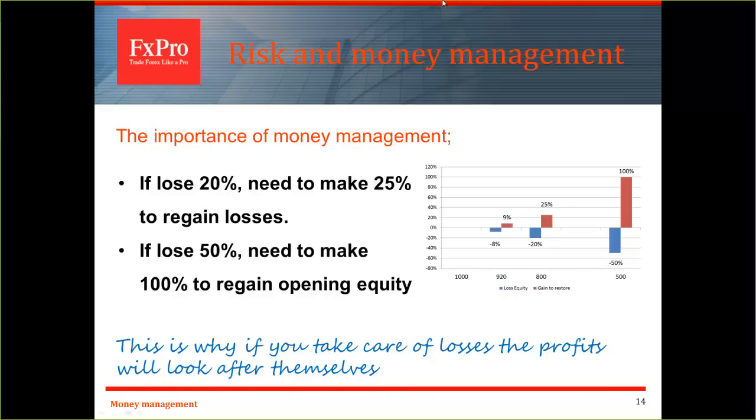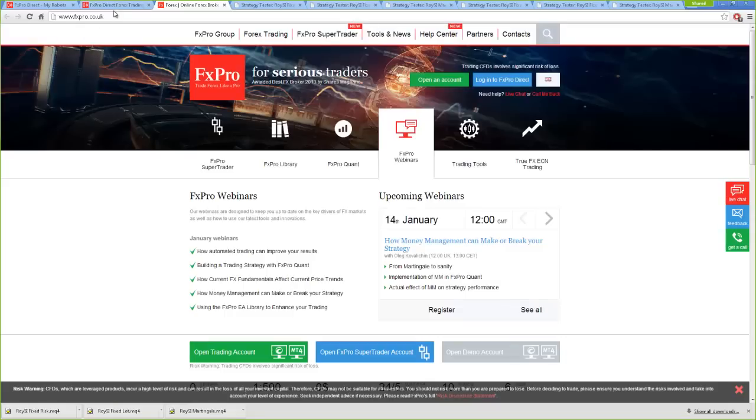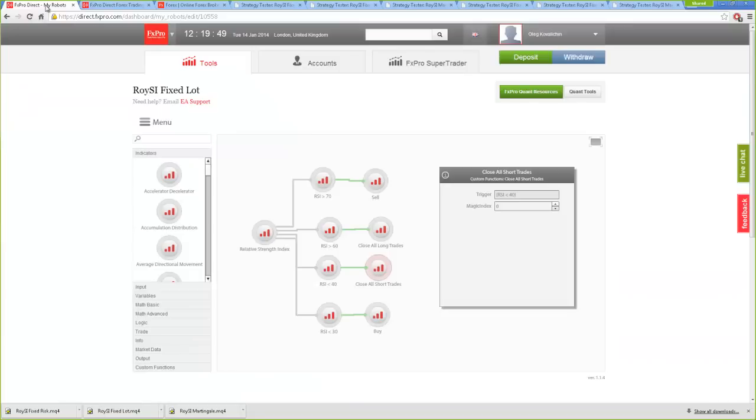And again, if you have any questions on anything so far, please feel free to ask them in Q&A at the top. Otherwise, I'll move on to the actual practical implementation of it and see the effect of it in a real situation. So going back to our website, in this case, we just go to open FxPro Quant.